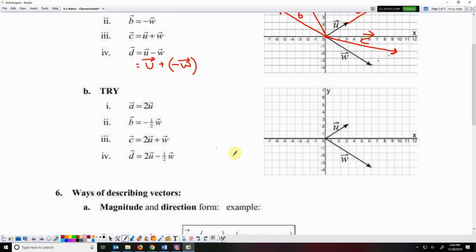Vector A is 2 times vector u. So vector u, right 3, up 2, right 3 again, and up 2. And from this initial tail all the way to here is vector A, 2 times as long as vector u.